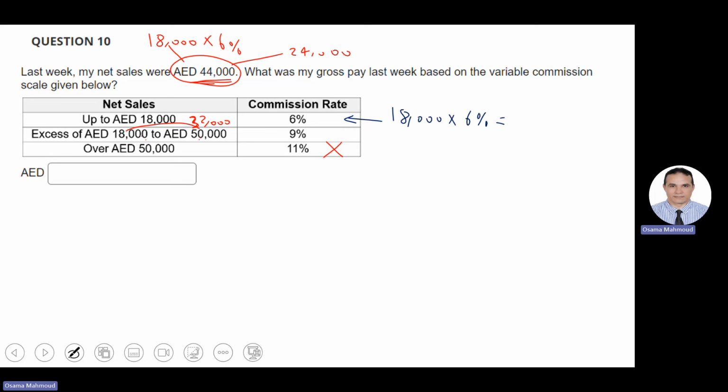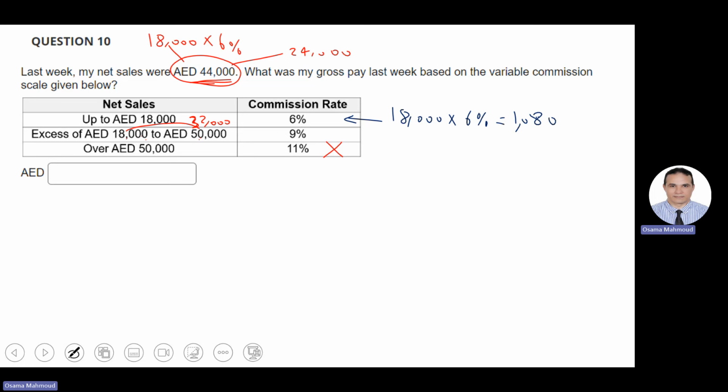So how much will you get? This is not correct. 18,000 times 6%. This is 1,080, okay. Now, this is the commission for this one.